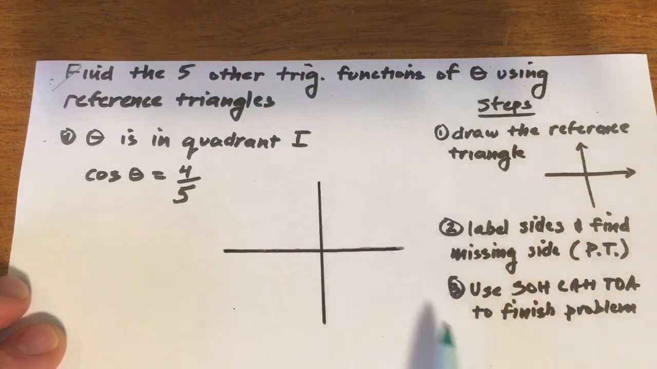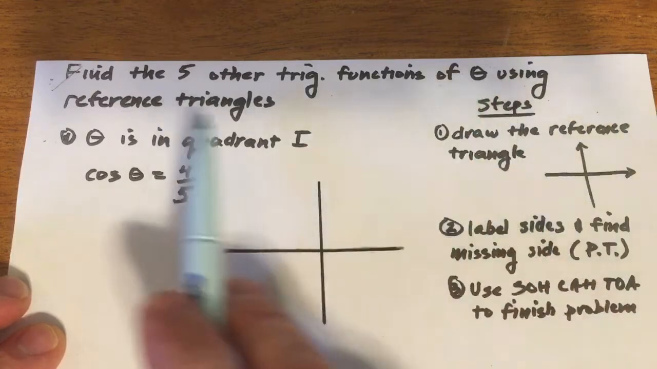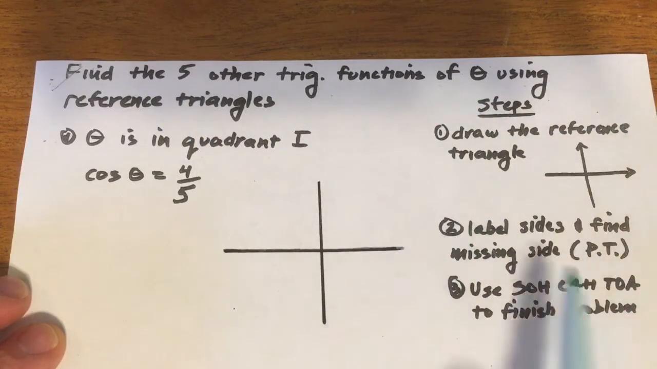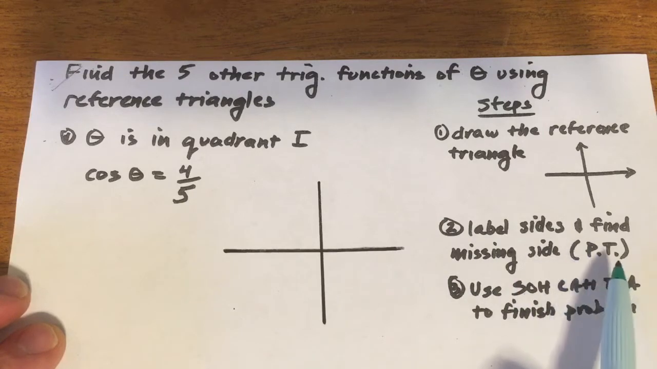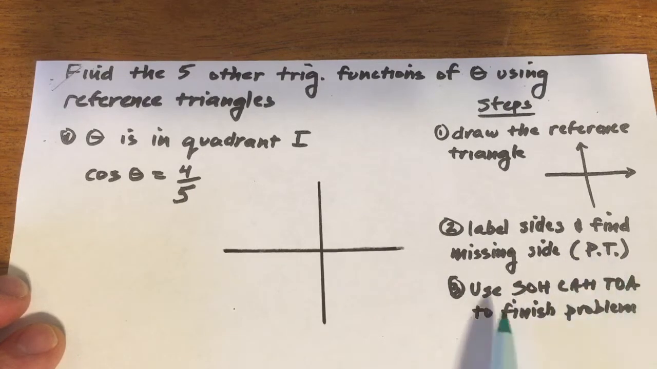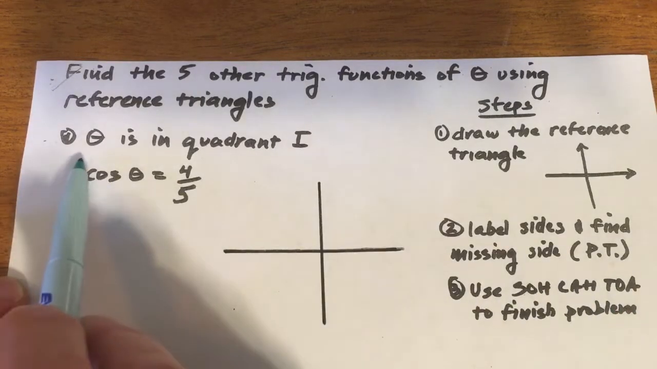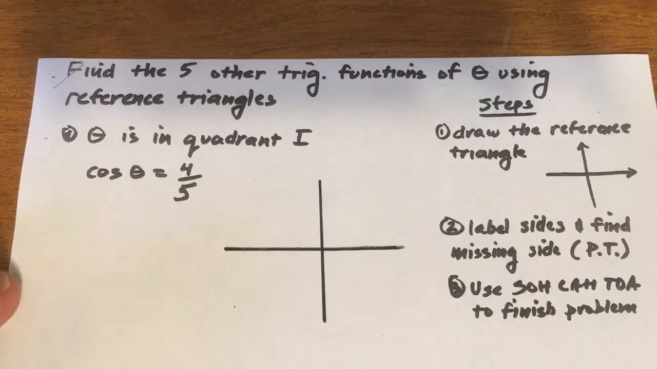Basically, in general, these are the steps. So we're going to use a reference triangle, we're going to need to draw one first. We'll label the sides and find the missing side, usually using the Pythagorean theorem or Pythagorean triples. And then we can use SOHCAHTOA to finish the problem. Let's begin. Theta is in quadrant number one.